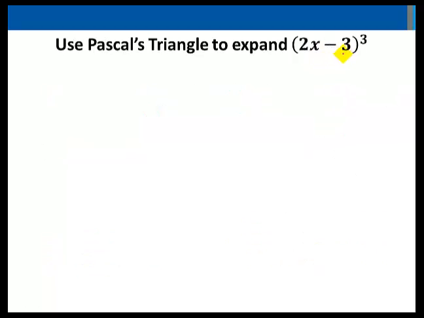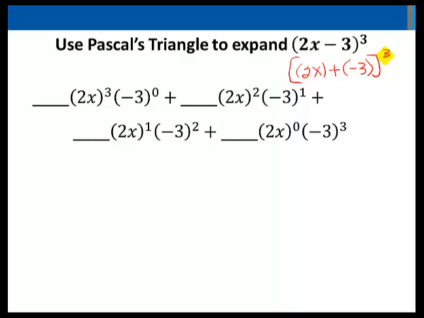Let's expand 2x minus 3 raised to the 3rd power. Here I will have 2x plus a negative 3 cubed. Okay, so we will start with 2x cubed, 2x squared, 2x to the first power, 2x to the 0 power, leaving spaces for my binomial coefficients. And negative 3 highest power is to the 3rd, so I have negative 3 cubed, working backwards, negative 3 squared, negative 3 to the first power, negative 3 to the 0 power.